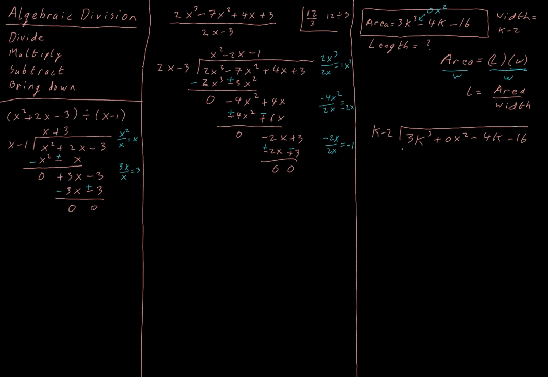And now we're going to run through our steps again. k divides into 3k cubed, 3k squared times. That's our divide, multiply. 3k squared into 3 multiplied by 3k, multiplied by k, and 3k squared multiplied by minus 2 is minus 6k squared. Subtract is our next step, and we get 0, and we get 6k squared. Bring down.